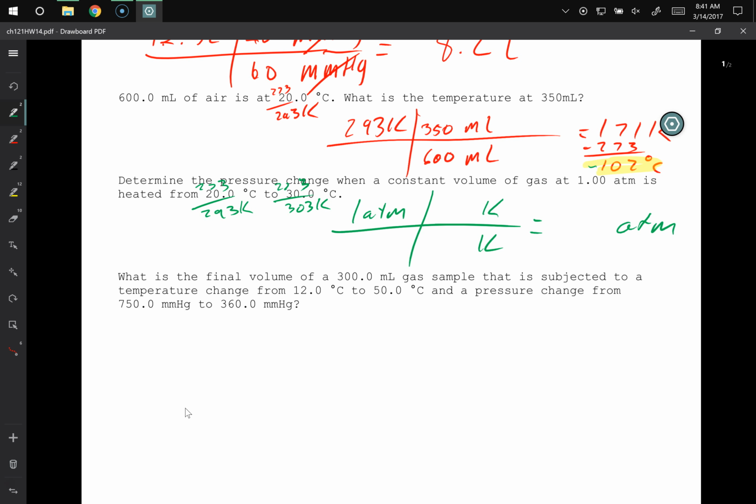So what's going to happen if I take this metal container that's got a gas in it and heat it up 10 degrees Celsius? The gas particles inside are going to start moving faster, hit harder, so the pressure is going to go up. So I'm going to need to make the 1 atm a bigger number. So 303 here and 293 here, and so 303 divided by 293, and we get 1.03 atmospheres. So pressure goes up.